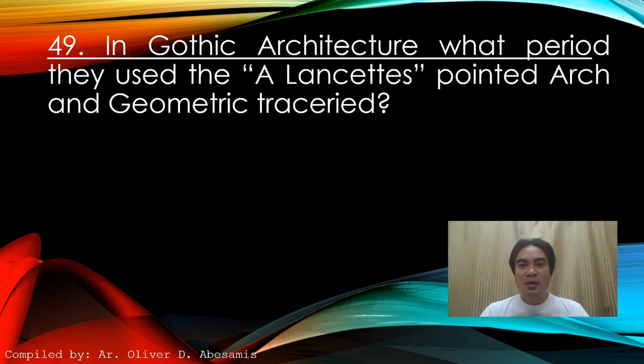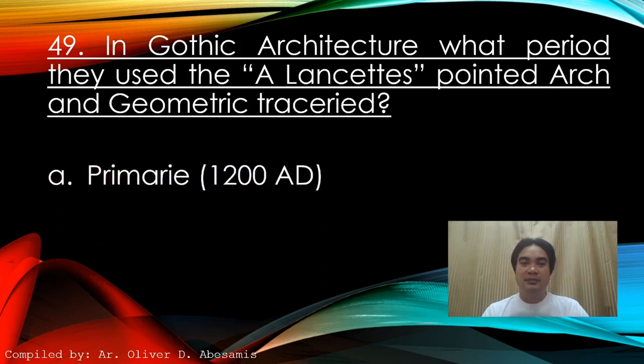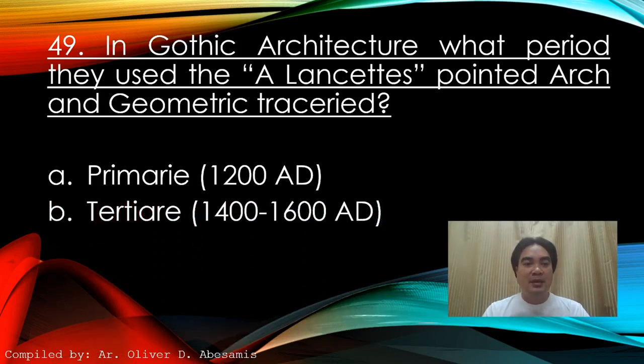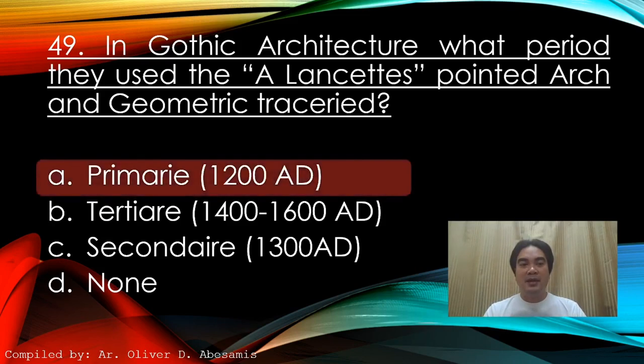49. In Gothic architecture, what period did they use the lancets, pointed arcs, and geometric tracery? A. Primary. B. Tertiary. C. Secondaire. D. None of the above. Answer. A. Primary. 1200 AD.